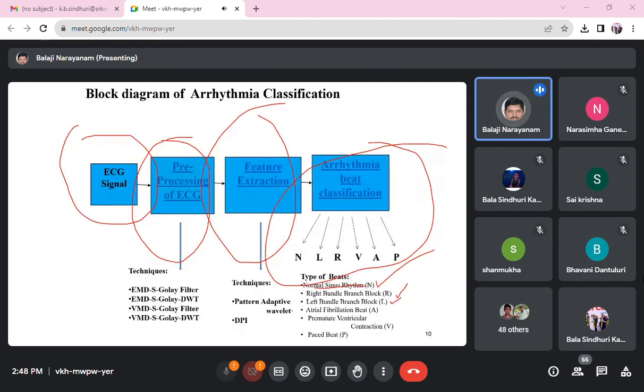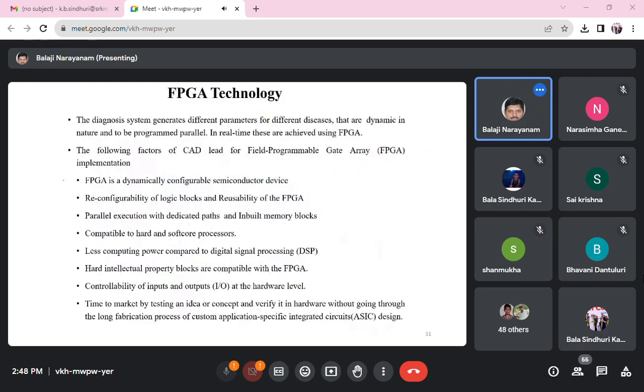Now, the diagnosis system generates different parameters for different diseases that are dynamic in nature and to be programmed in parallel in real time. These are achieved using FPGA. The FPGA is dynamically configurable, as we said, reconfigurable. Parallel execution is another advantage, and it needs less computing power compared to digital signal processing. All this makes FPGA implementation a good choice for biomedical signal processing applications.